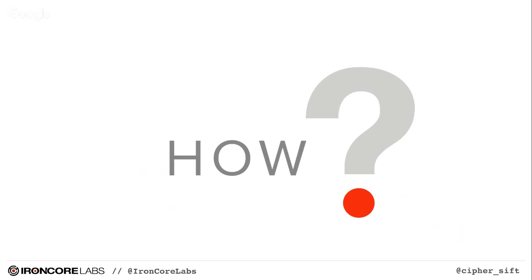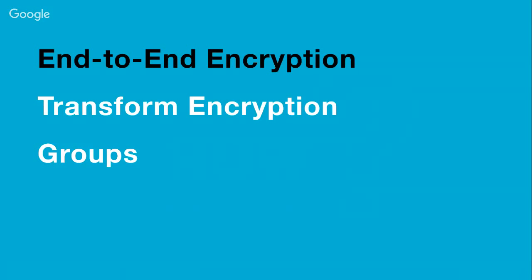So how do you implement this into your application? First, I'm going to talk to you a little bit about end-to-end encryption and how to implement that into your application, using things that you already know, like decorators, HTTP interceptors, Angular core functionality. And then I'm going to build on that and talk about transform encryption and how it gives you the added benefits of data control. And then lastly, I'll quickly touch on groups.